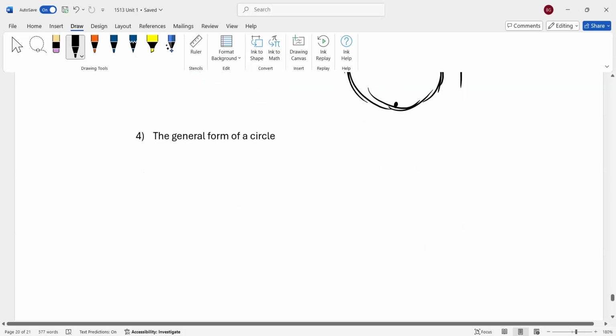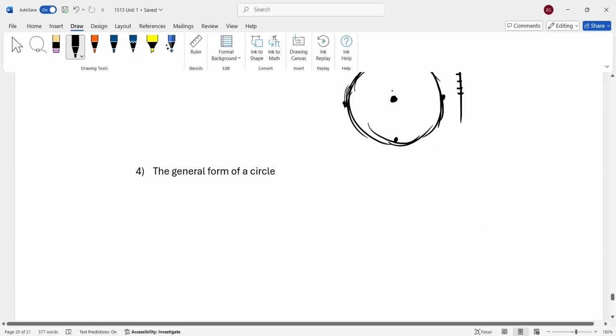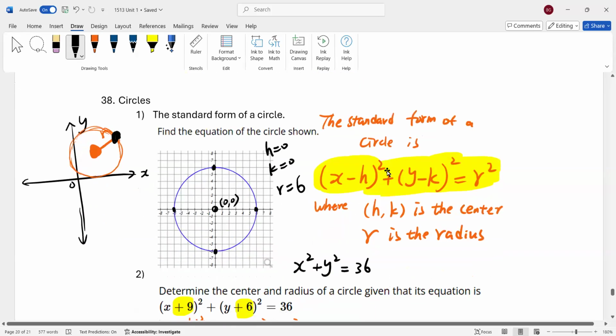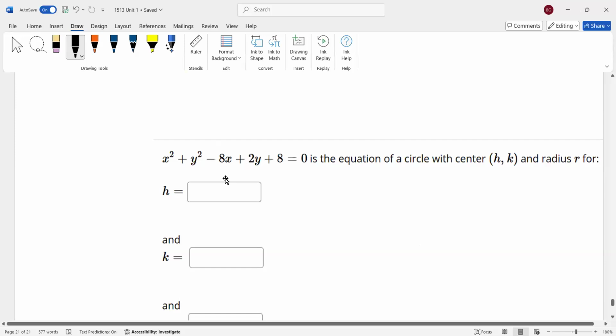Number 4. So another form of the equation of a circle is the general form. What does the general form of a circle look like? In the standard form, you can see we have 2 perfect squares, right? If we get rid of the 2 parentheses, and then we organize everything and move everything to the left side of the equation, then we would have the general form. I can show you an example. This is a general form.